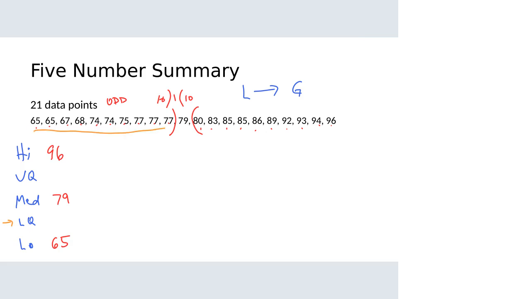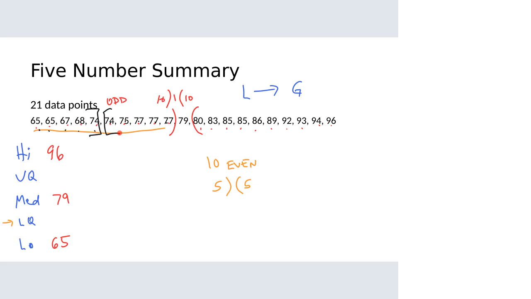Well, in here I have 10 data points. That's an even number. So I don't have 1 right in the middle. I'll have 5 numbers lower than the median of the lower half. I'll have 5 numbers higher than the median of the upper half. And so we'll section those off. So 1, 2, 3, 4, 5. 1, 2, 3, 4, 5.